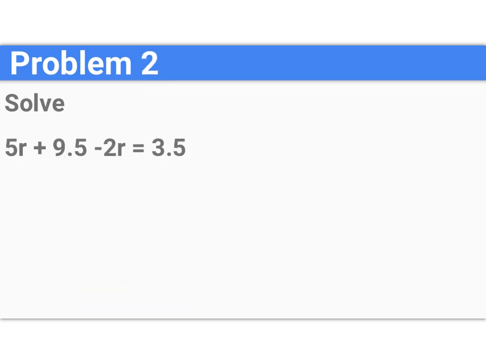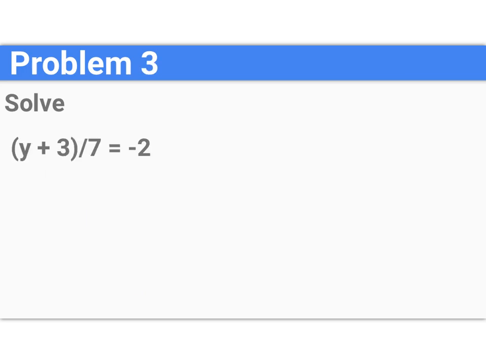Okay. So I am going to subtract out the 9.5. So you got 5R minus 2R equals, different sign subtract, take the sign of the larger number. If there's no sign, that's a positive. You got 3R equals negative 6, and then R, well, we're going to divide by 3 on both sides, and then R will equal negative 2.